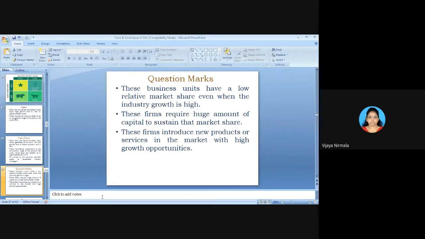If sufficient investment is made in the growth of these firms, then they may convert into stars, or else they become dogs. If sufficient investment is made, the question marks survive and move to stars. If you do not invest, you will become dogs. Why? Because sufficient investment or attention is not being provided, so it moves to dogs.